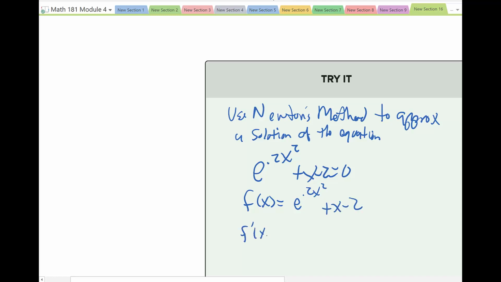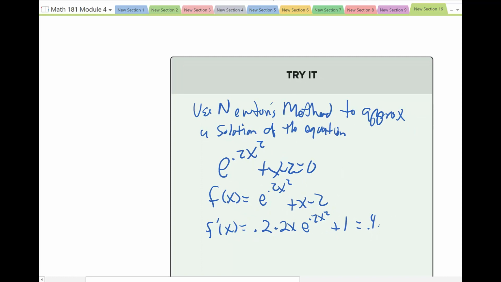Then our f prime of x would be equal to the derivative of e to the 0.2x squared. We're going to have that 0.2 come down, and then the derivative of x squared is 2x, times e to the 0.2x squared, plus 1. So that'd be 0.4x e to the 0.2x squared plus 1.